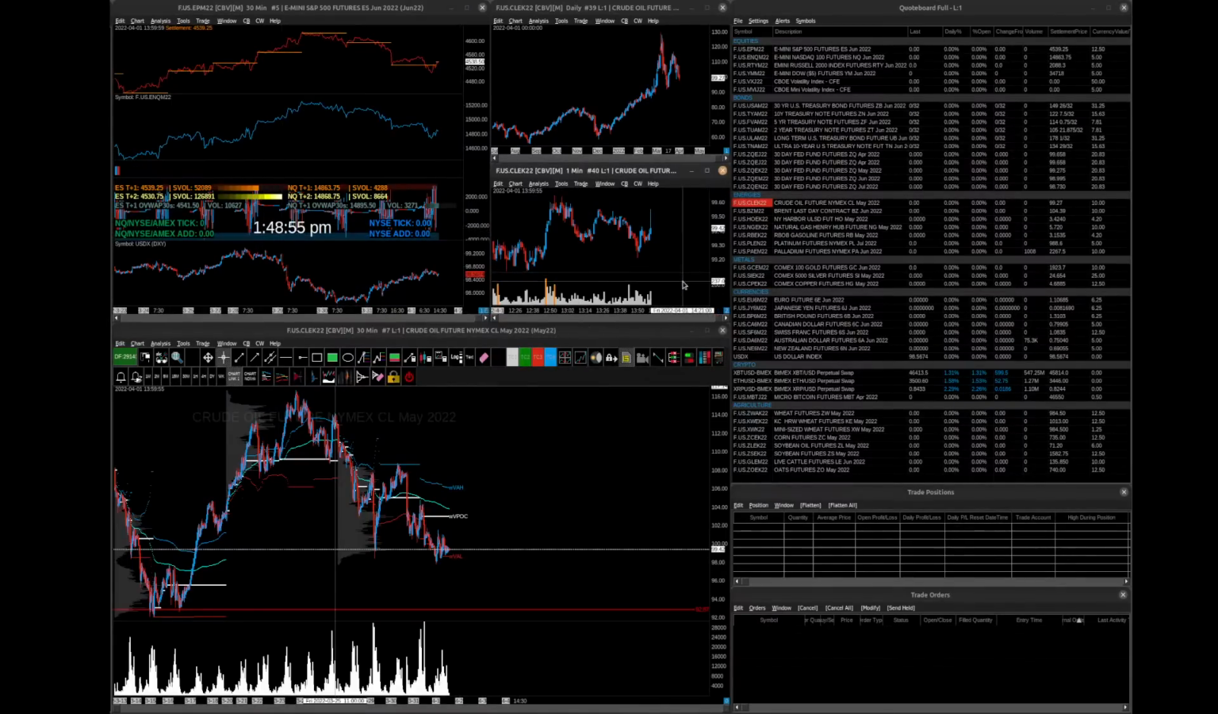Let's see. So we're on this market data chart. I think the last one we were on was the footprint. We've already gone over the TPO. We've already gone over the daily, the COT, 30-minute, all the footprint stuff. Let's see. I can switch it.